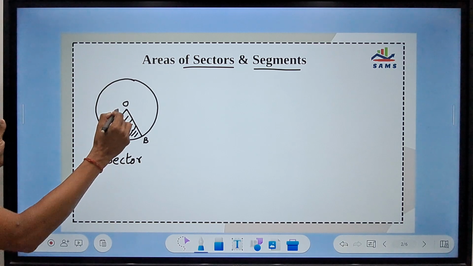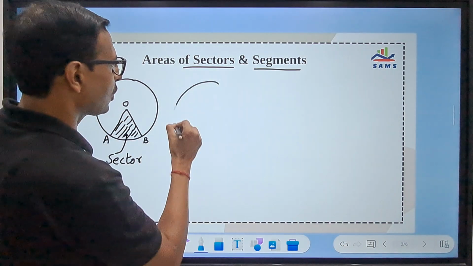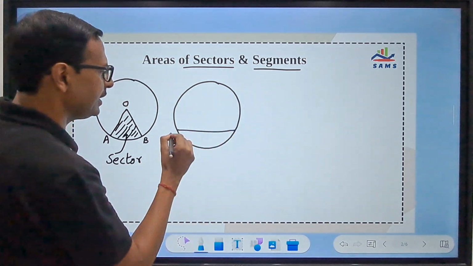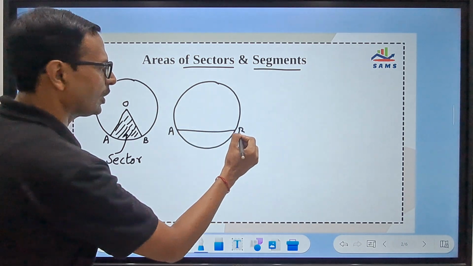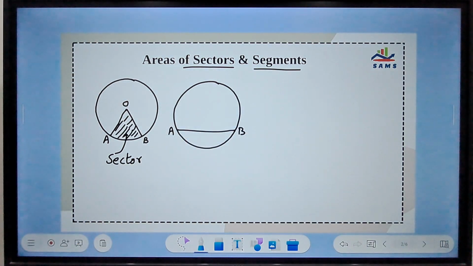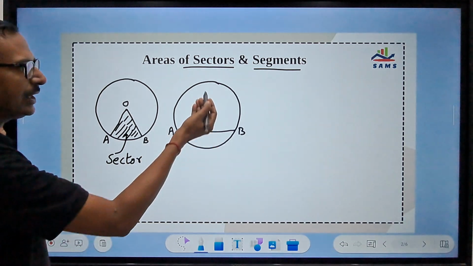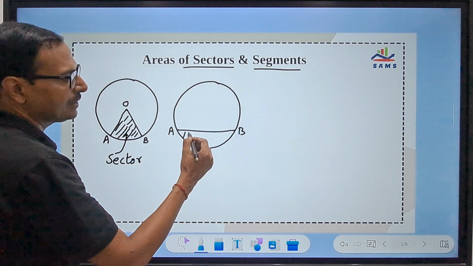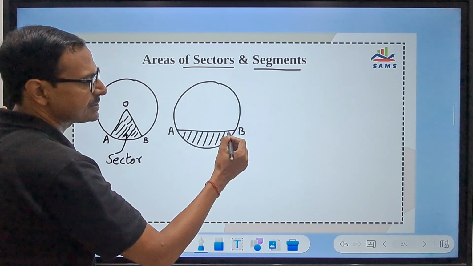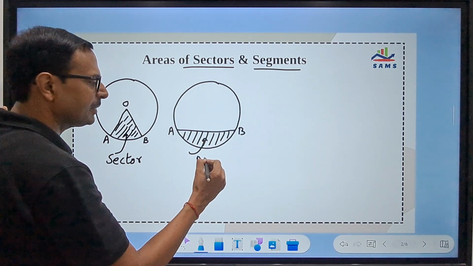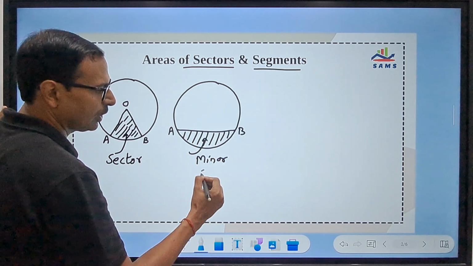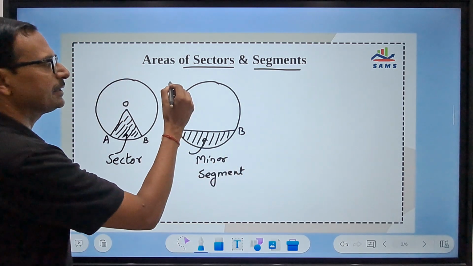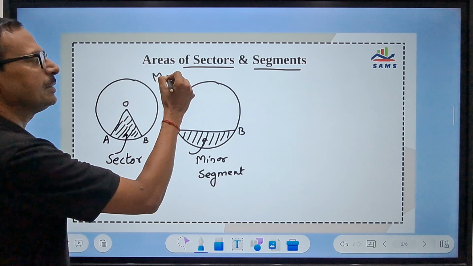And if instead of the two radii I draw a chord, say chord AB like this. A chord is a straight line which touches the circle at two different points. It divides the circle into two parts, right? And this part is known as the minor segment because it is smaller than the semicircle. Minor segment, and the other part obviously is known as the major segment.